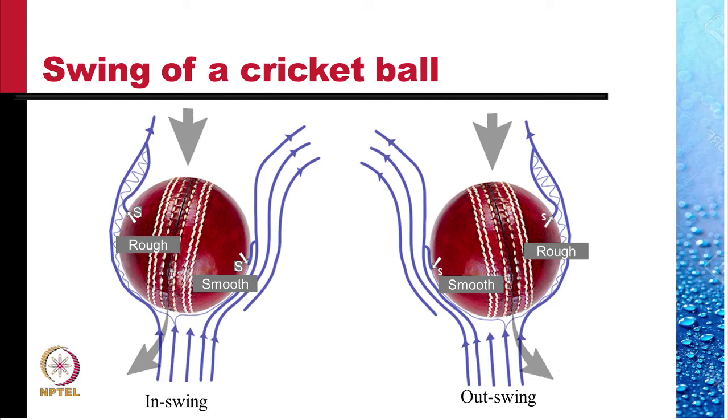On the left side is the smooth side, and we get laminar separation here, while on the right is the rough side, the air passing over the seams and becoming turbulent, and the separation is delayed. And so now the net force on the ball is towards the right, and it is an outswing ball moving towards the off stump.